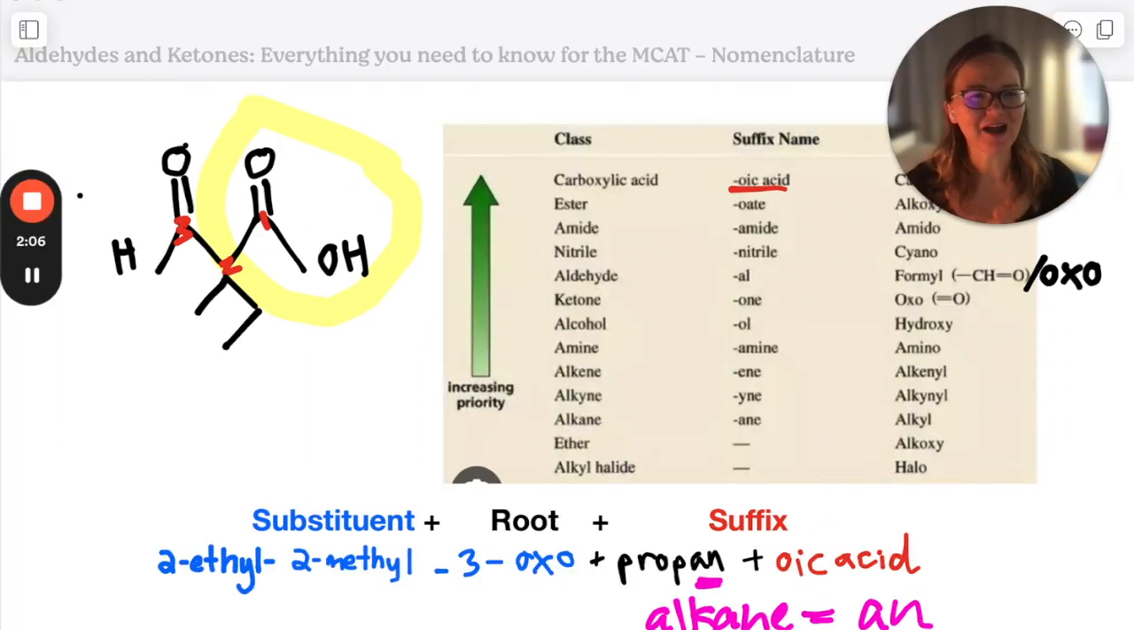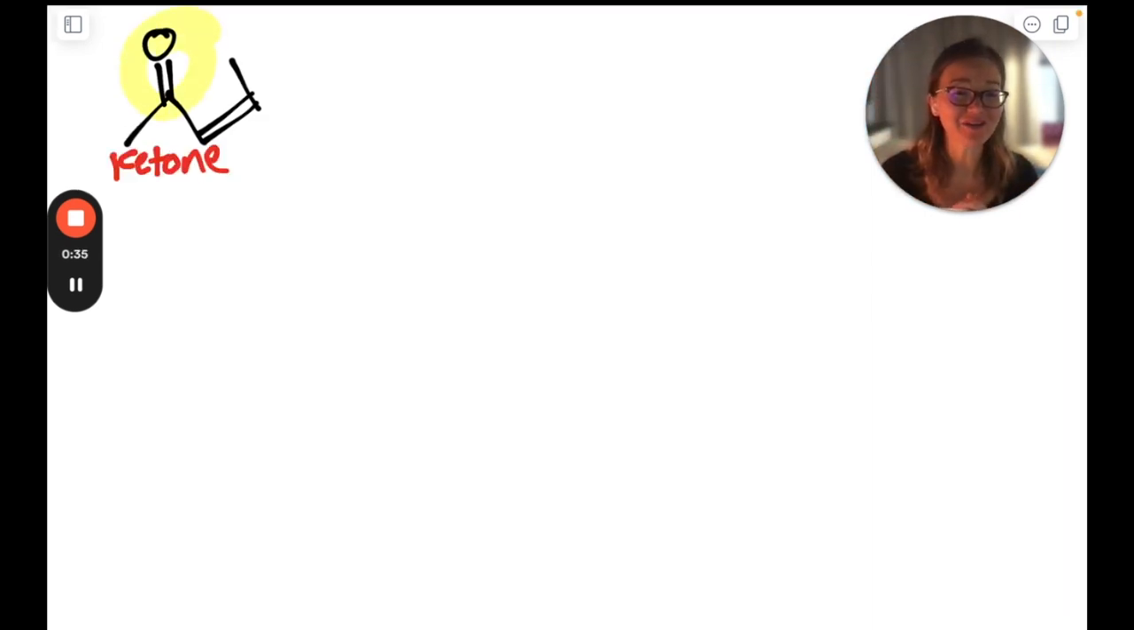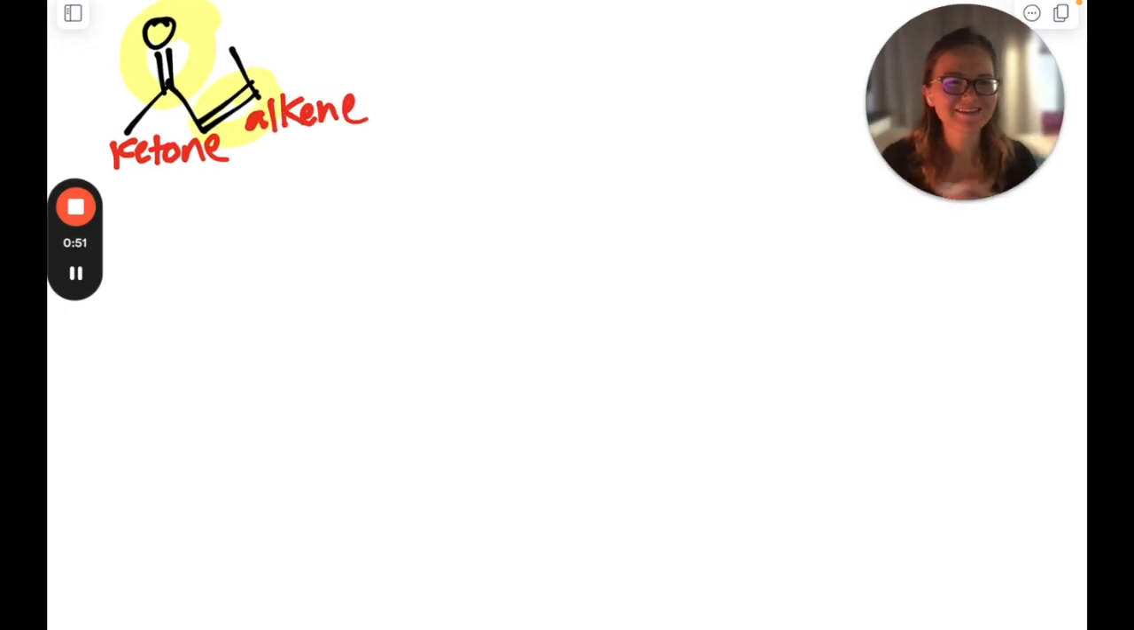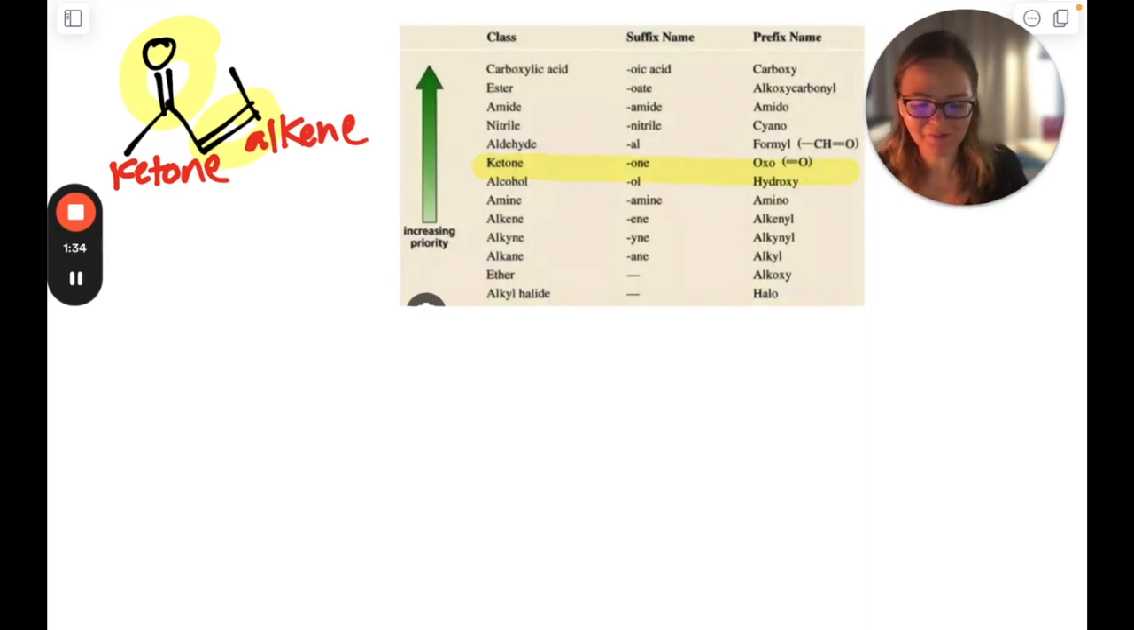So now let's take a look at an actual molecule that has, let's say, a ketone and a double bond in it. So first, let's go ahead and identify our highest priority group here. We have 2 functional groups. We have first our ketone on the left here, but then we also have an alkene on the right side. So which one takes higher priority? Well, if we look back at our table here, we find ketone in the middle, just like before, and then alkene is farther towards the bottom here. So ketone is going to be our highest priority functional group.